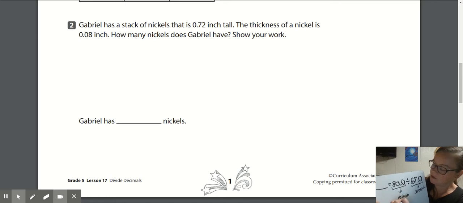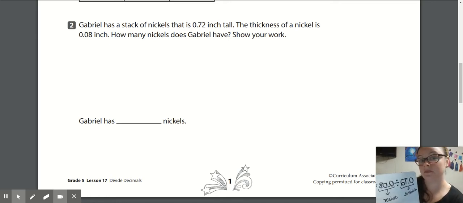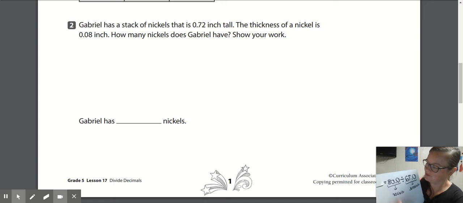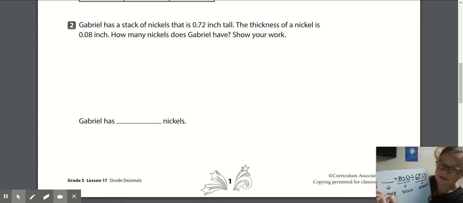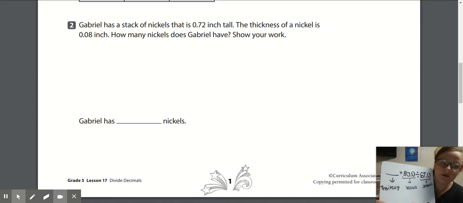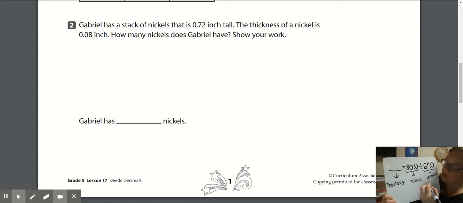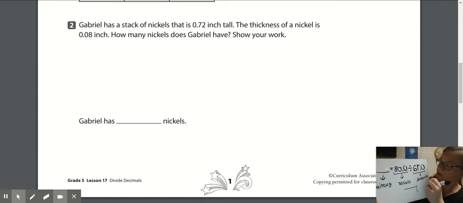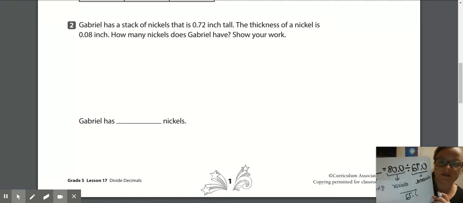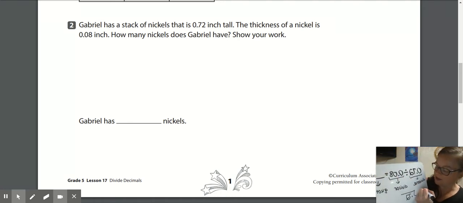Does anyone remember what we called the answer to division? The quotient. So I need to figure out what the quotient would be. So the first thing I want to do is set up my division. So I'm going to use a bracket, and I'm going to put my dividend inside, 72 hundredths. My divisor goes on the outside.